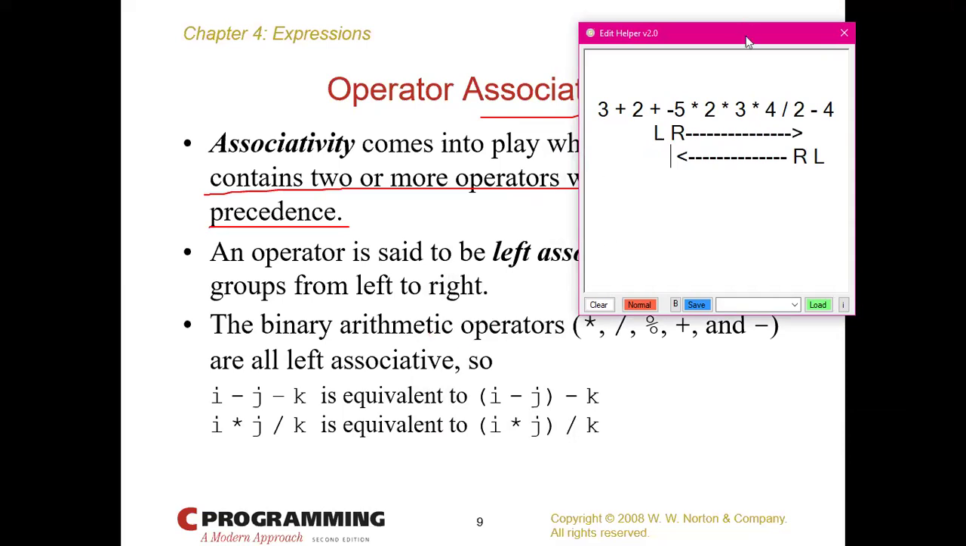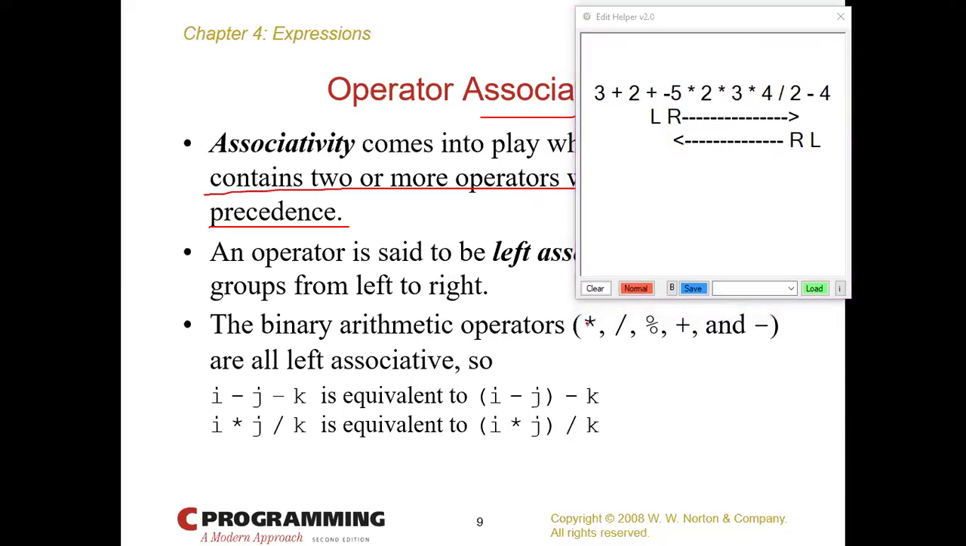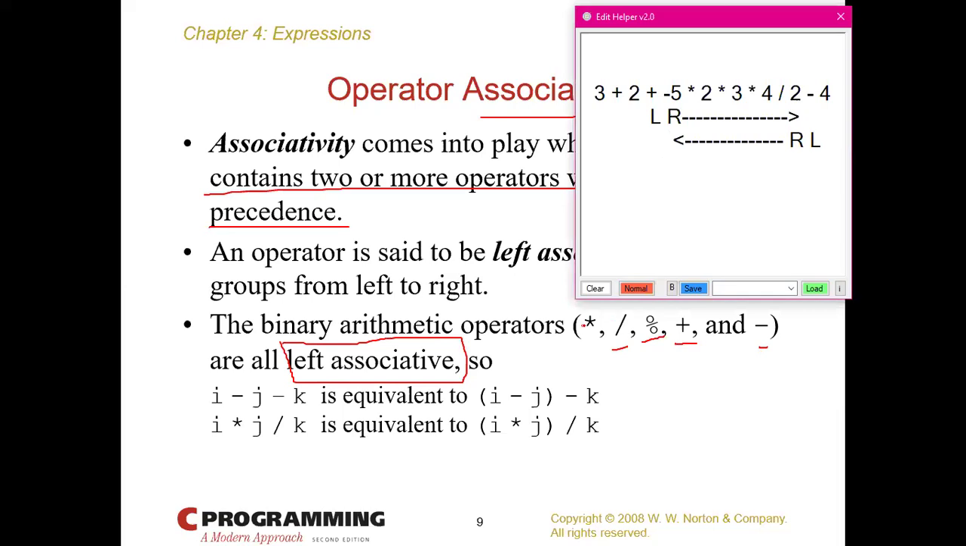The binary arithmetic operators multiply, divide, remainder, plus, minus are all left associative. Because they are left associative, we solve from left to right any operation that includes multiply. Since we have many multiplies and divides, we start from left to right because it is left associative. So this is the first thing we solve.